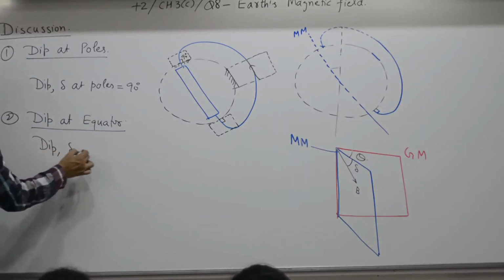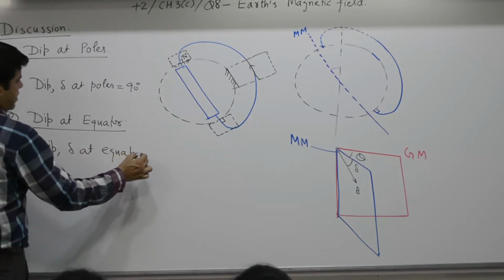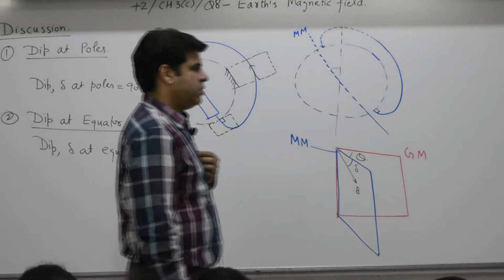Dip delta at equator is equal to 0 degree. Time with you is 3 minutes, 3 minutes to write. Correction is required in notes. It is there. Third point, poles we have changed to equator. So 2 objective questions from discussion.